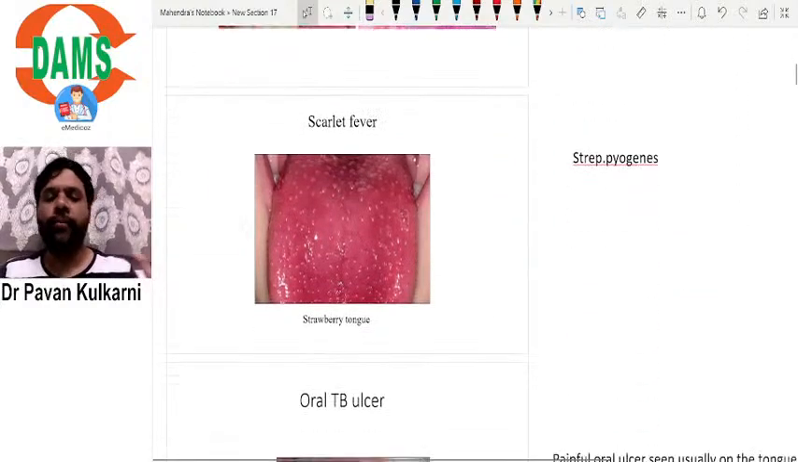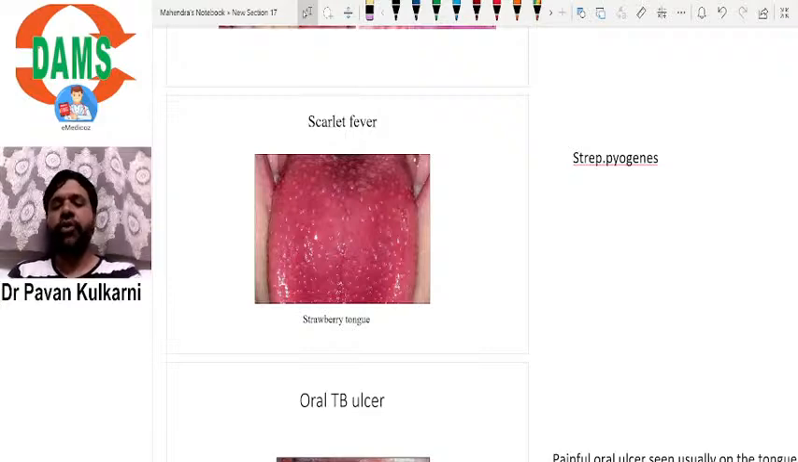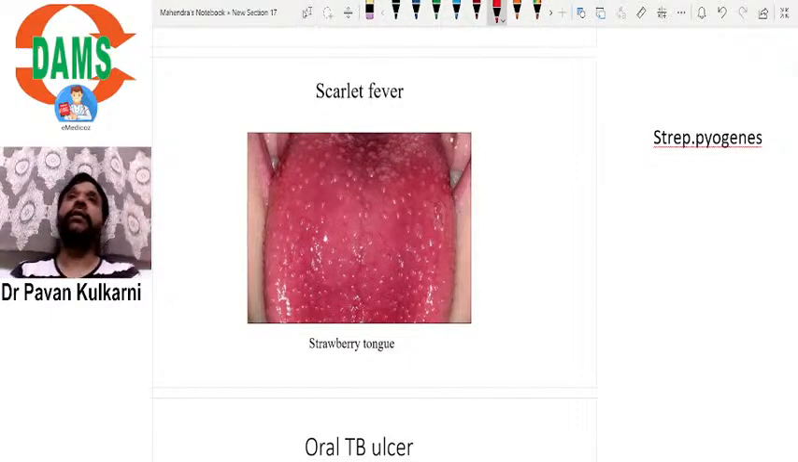Let us move on to the bacterial infections. The most important bacterial infection we are going to start with here is scarlet fever. All of you can see here carefully. This is the tongue which is called strawberry tongue. You have to identify this image, strawberry tongue. So strawberry tongue is seen typically in scarlet fever, and this scarlet fever is caused by Streptococcus pyogenes. So it is a streptococcal infection. It is mainly a streptococcal infection.